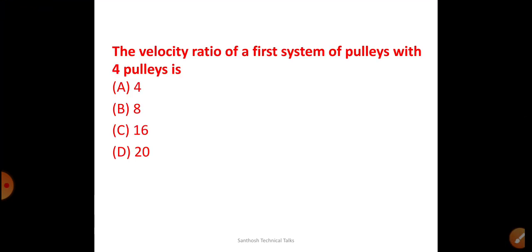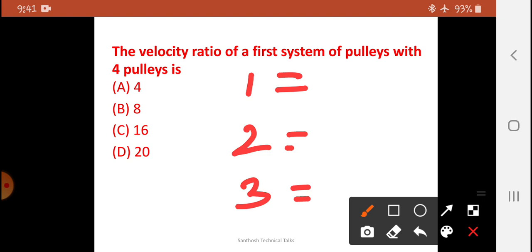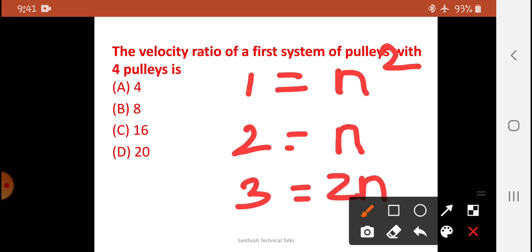And next, a superb question. The velocity ratio of the first system of pulleys. We have three systems of pulleys: first, second and third. Here the number of pulleys is taken as n. If it is n square, it is a first order pulley. If it is n, it is a second order pulley. If it is 2 times n, it is called the third system of pulleys.